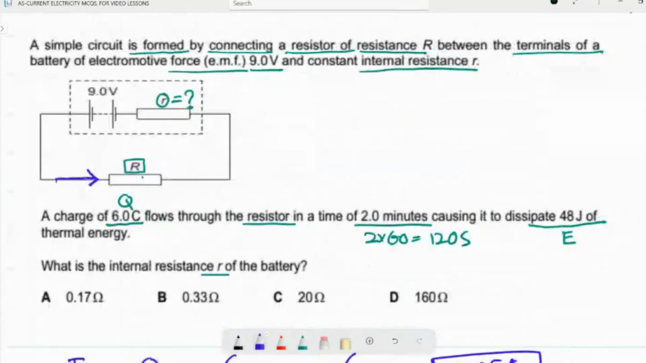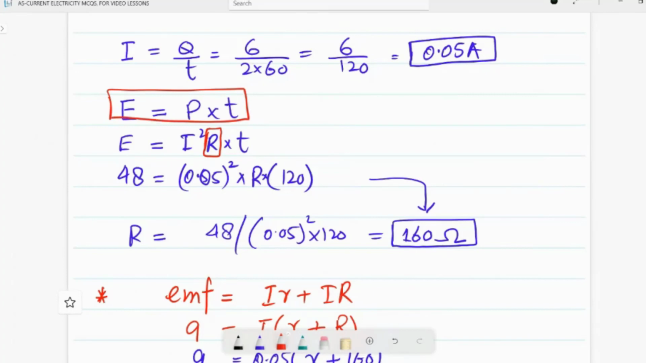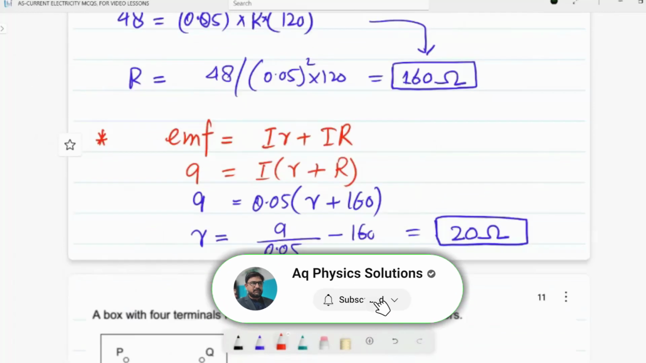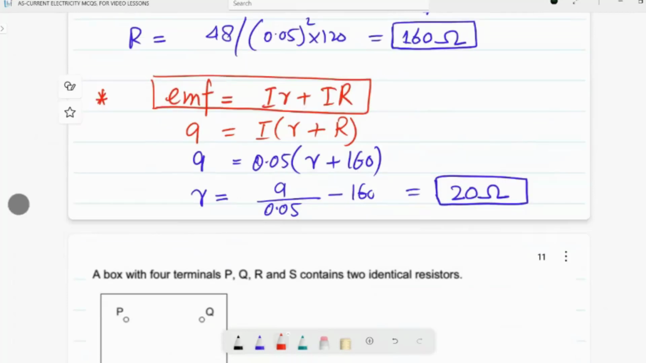In this question you are given energy dissipation and current in this capital R, and you are asked the resistance small r of the battery. So I have used the substitution method of simultaneous solution. I have calculated capital R by using the concept of energy, that is energy is equal to power times t, and power is equal to I square R, and now I got 160 ohm as the resistance of that external resistor. And then I used the concept of internal resistance. I have a variable small r, and then I replaced all the values, and I got the answer 20 ohm.